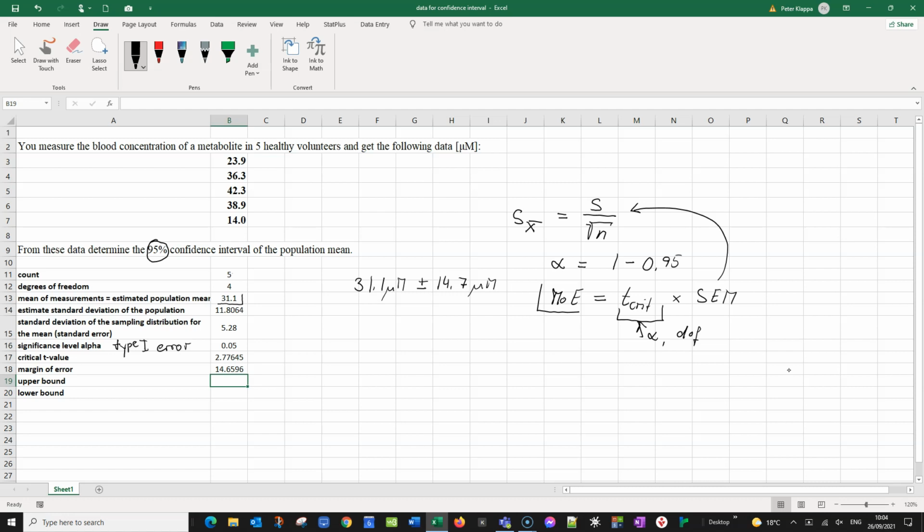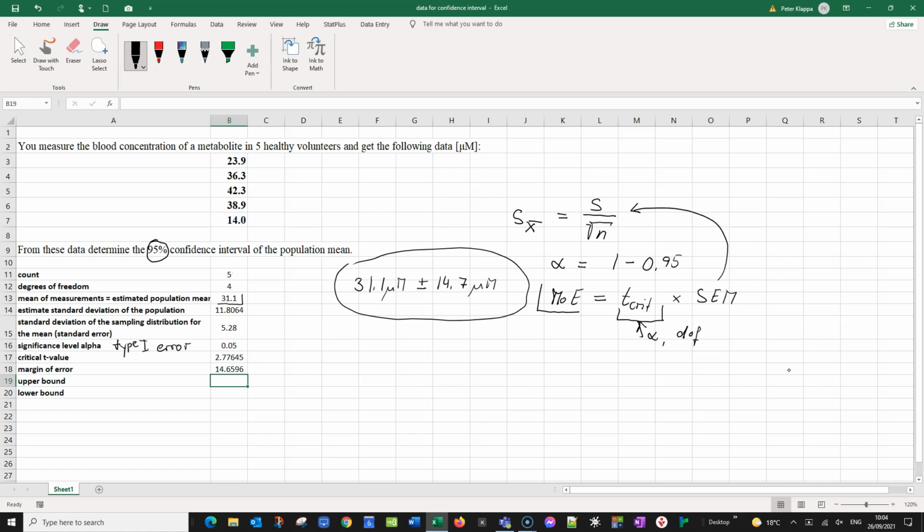So what we are basically saying is that in this interval that is defined by this range, we are pretty sure that our true population mean is, if we took loads and loads of samples with these volunteers.